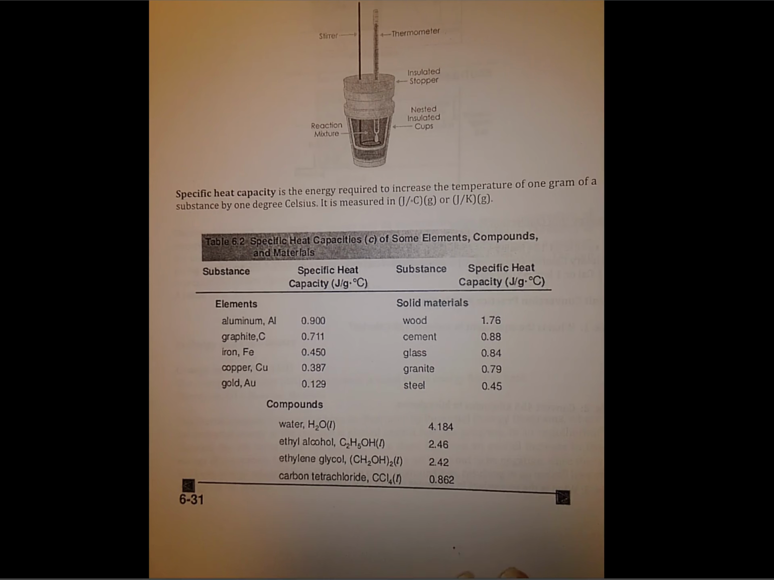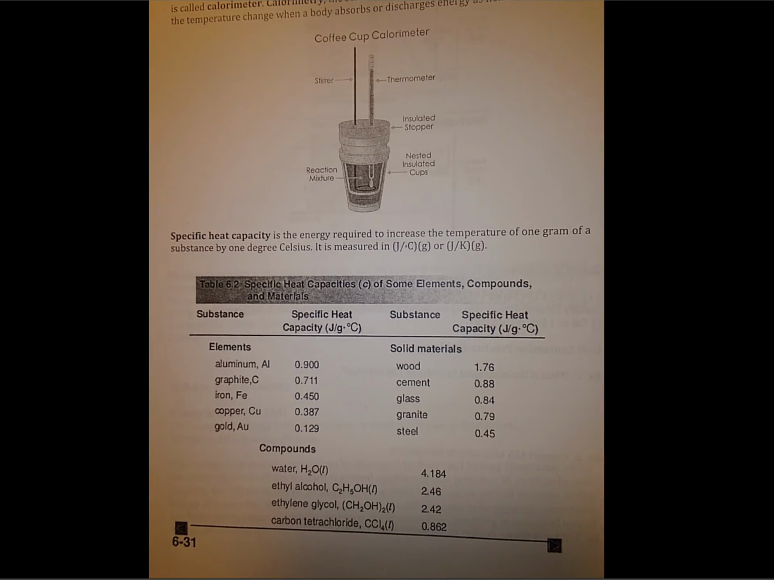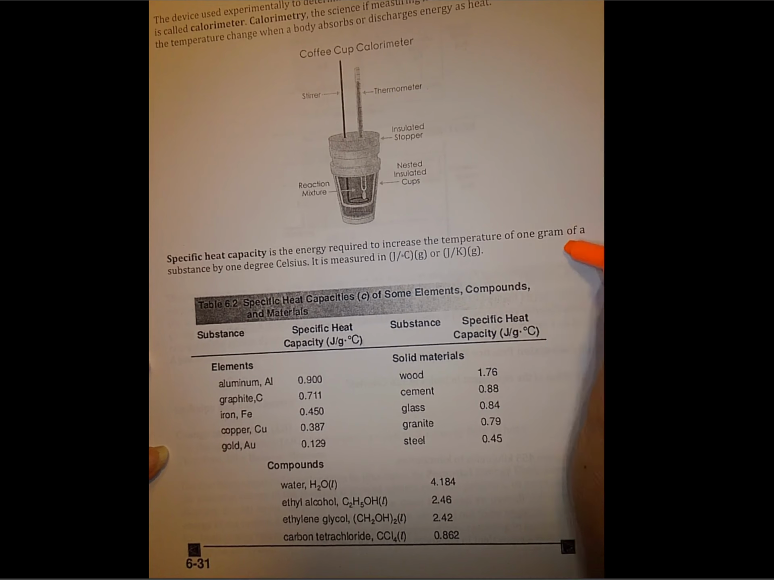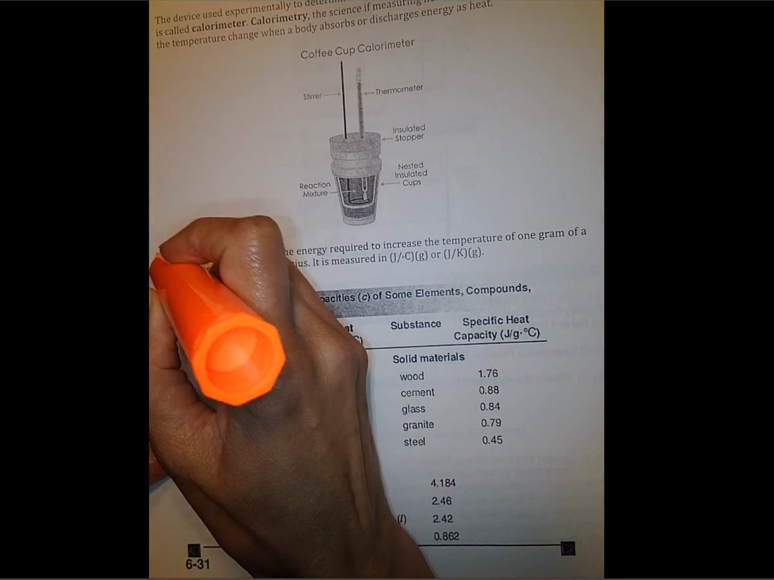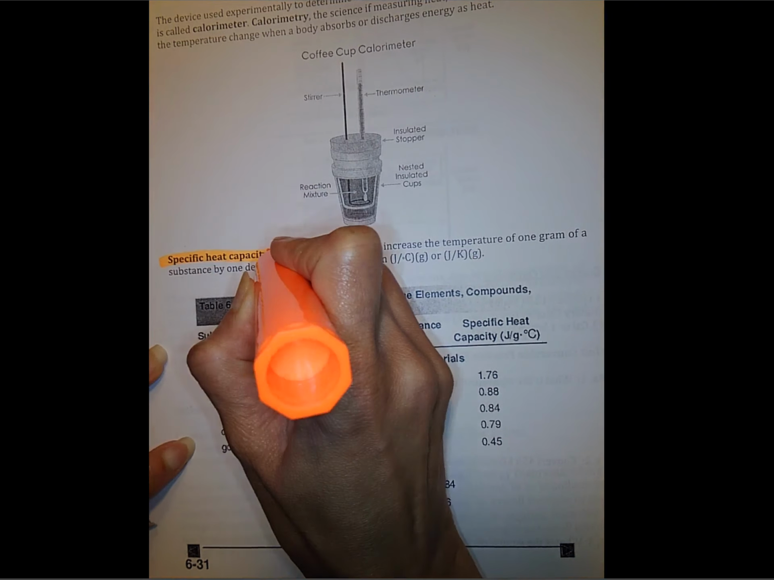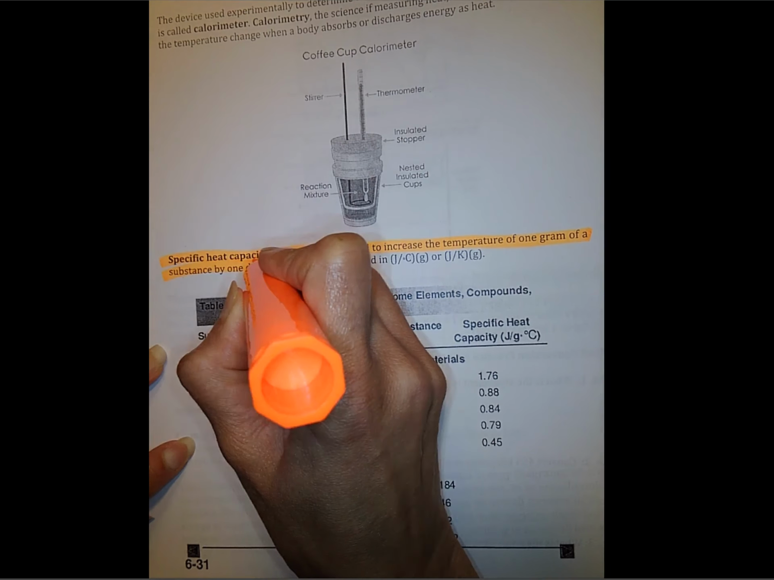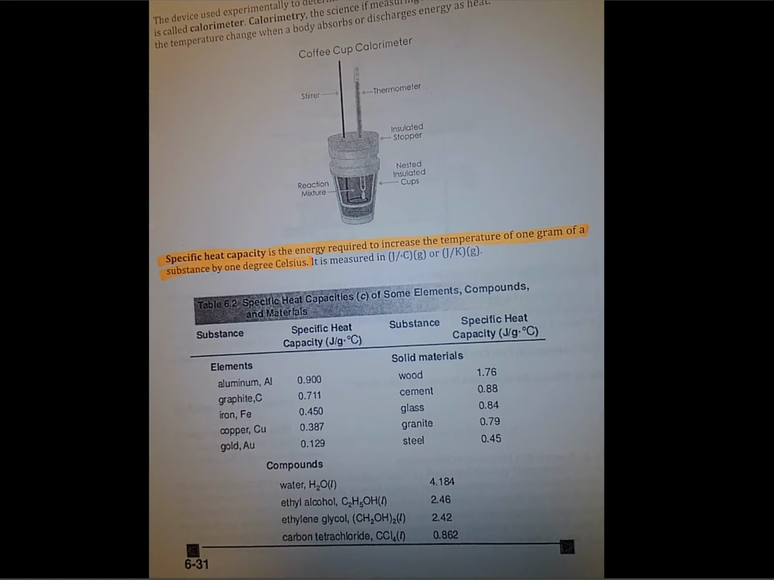Now basically to talk about a calorimeter, there are certain things that you need to know, some concepts here. And one of the first concepts that you really need to know about a calorimeter is the concept of specific heat. So a specific heat is the energy required to increase the temperature of 1 gram of a substance by 1 degree Celsius. I'm going to highlight that for you because that is extremely important for you to know and for you to understand.